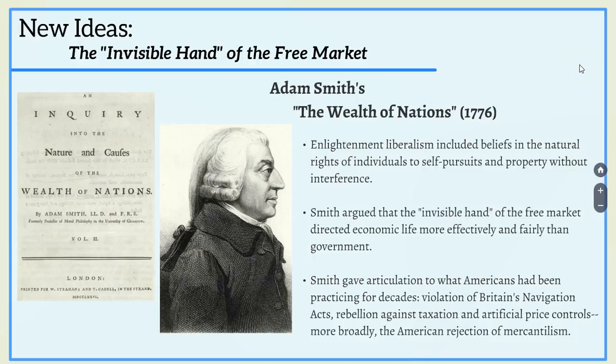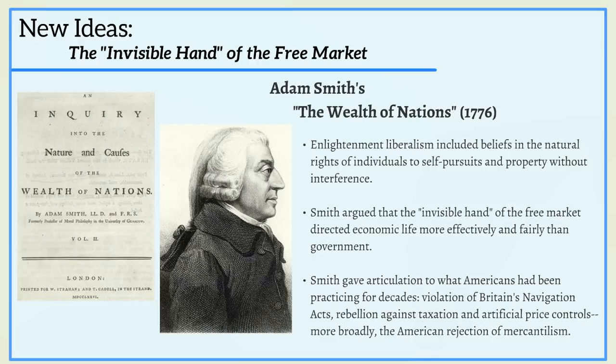In 1776, the same year that the American colonists are rebelling against British mercantilism, Adam Smith publishes a book called The Wealth of Nations. In many ways, guys, when you think about the importance of The Wealth of Nations, it is to capitalism what Karl Marx's Communist Manifesto is to communism. That's how important this document is.